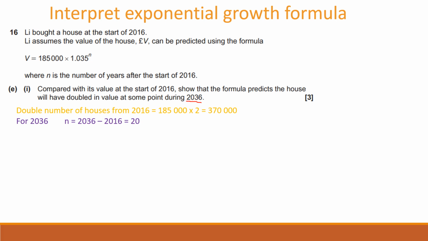Now, if I take 2036 and work out the number of years, 2036 take away the 2016, which is the initial part, gives me 20. If I put that in the formula, again, the same formula on the third line down here, I've got V equals 185,000 times 1.035 to the power of 20, and that is 1 mark.